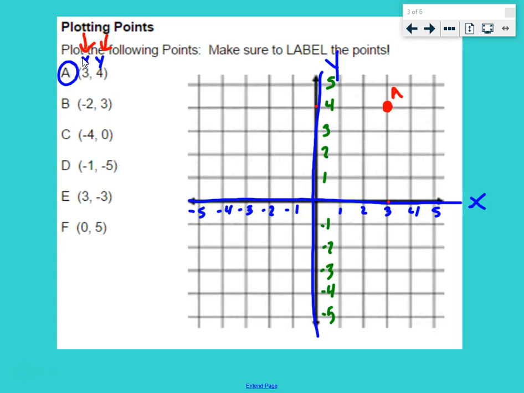Point B, x and y. Negative 2 on our x-axis, so we go left 2. We find negative 2 and 3. Where do they meet? They meet right there, (-2, 3). So this is point B. Point C, (-4, 0). So we find negative 4 on our x-axis, and 0 would mean we don't move anywhere on our y-axis. Again, x, y.